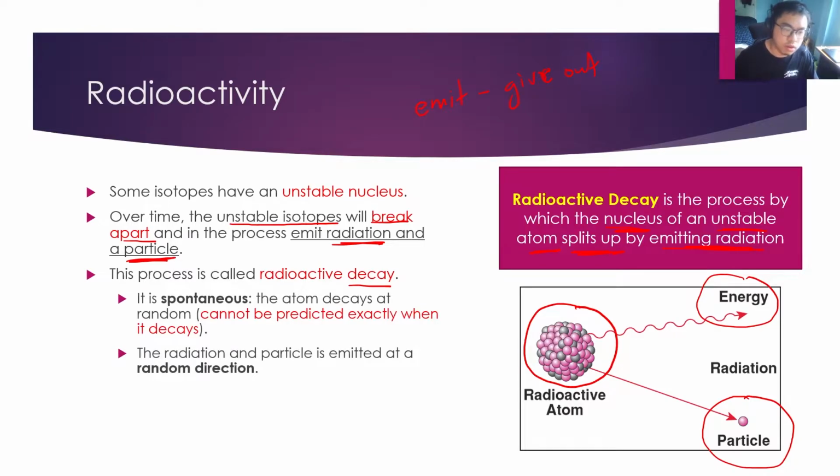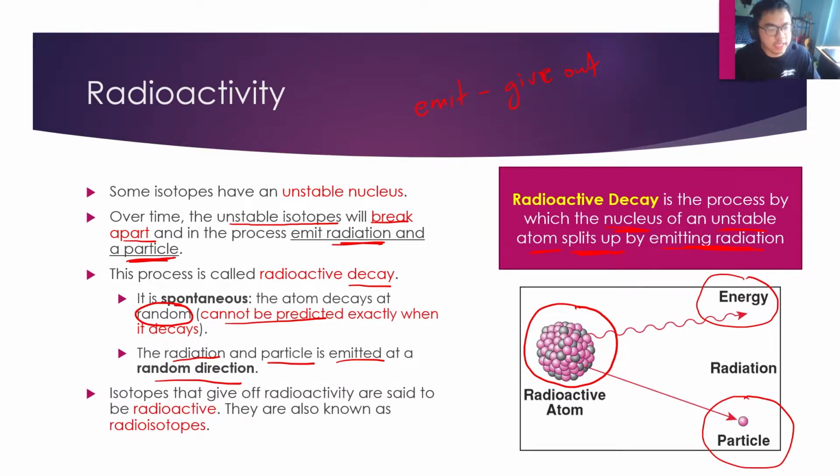Two things that you need to know about this process is firstly, it's spontaneous. What does spontaneous mean? Spontaneous means it happens at a random time. You cannot predict when it happens. So it cannot be predicted exactly when it will break apart, when it will decay. And the second thing that you need to know about the radioactive decay process is that the radiation and the particle that is being given out, that is being emitted, goes out in a random direction. It can go forwards, backwards, northeast, southwest. We cannot tell where it will be shooting out to.